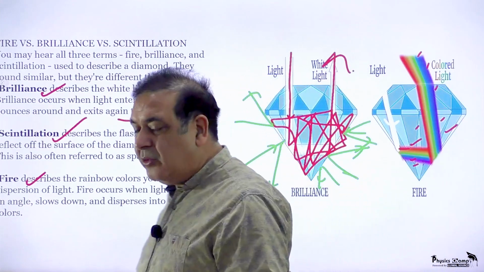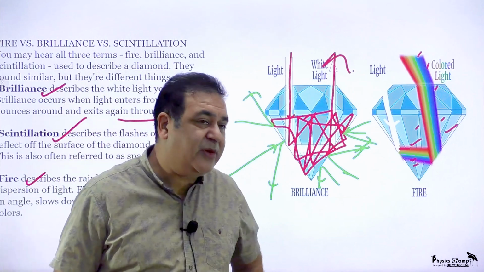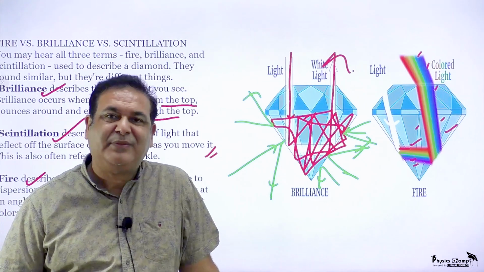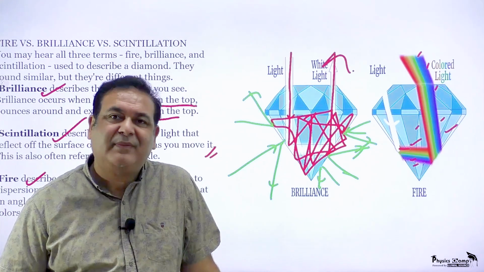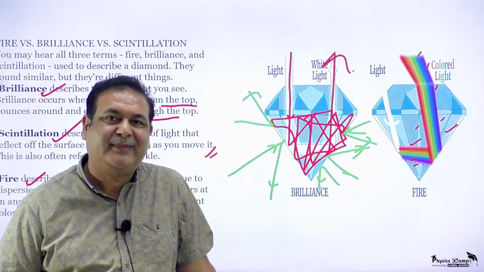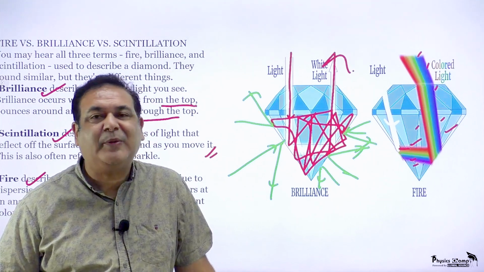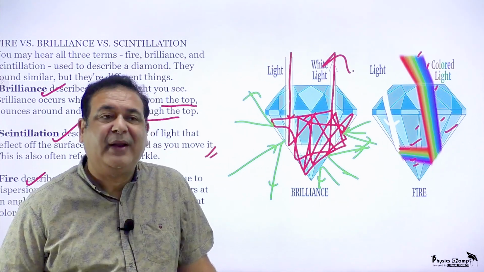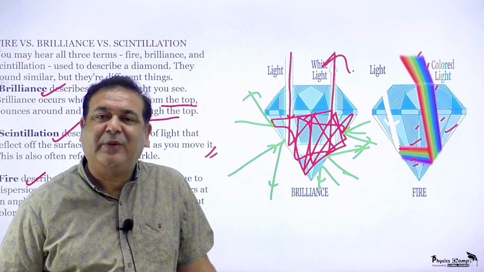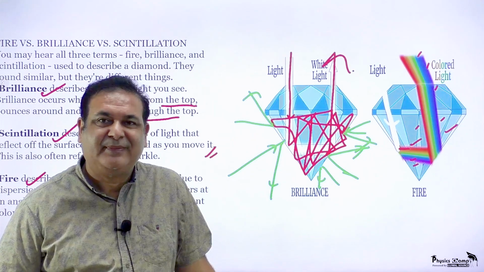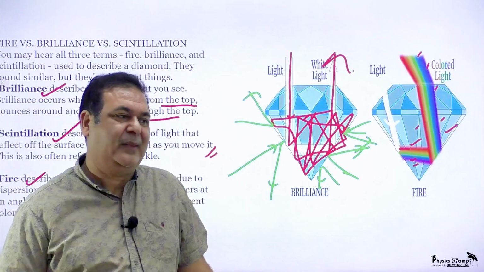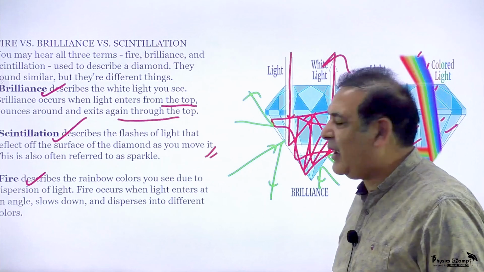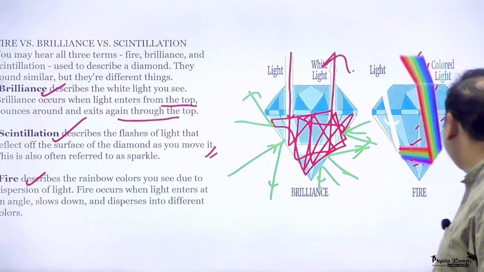So I am sure that when next time you are going to a diamond shop, you will not be confused among these 3 terms: brilliance, scintillation, and fire. Fire is about dispersion, white light entering into the diamond and getting split into those 7 colors. So all together these 3 qualities decide the quality of the diamond.